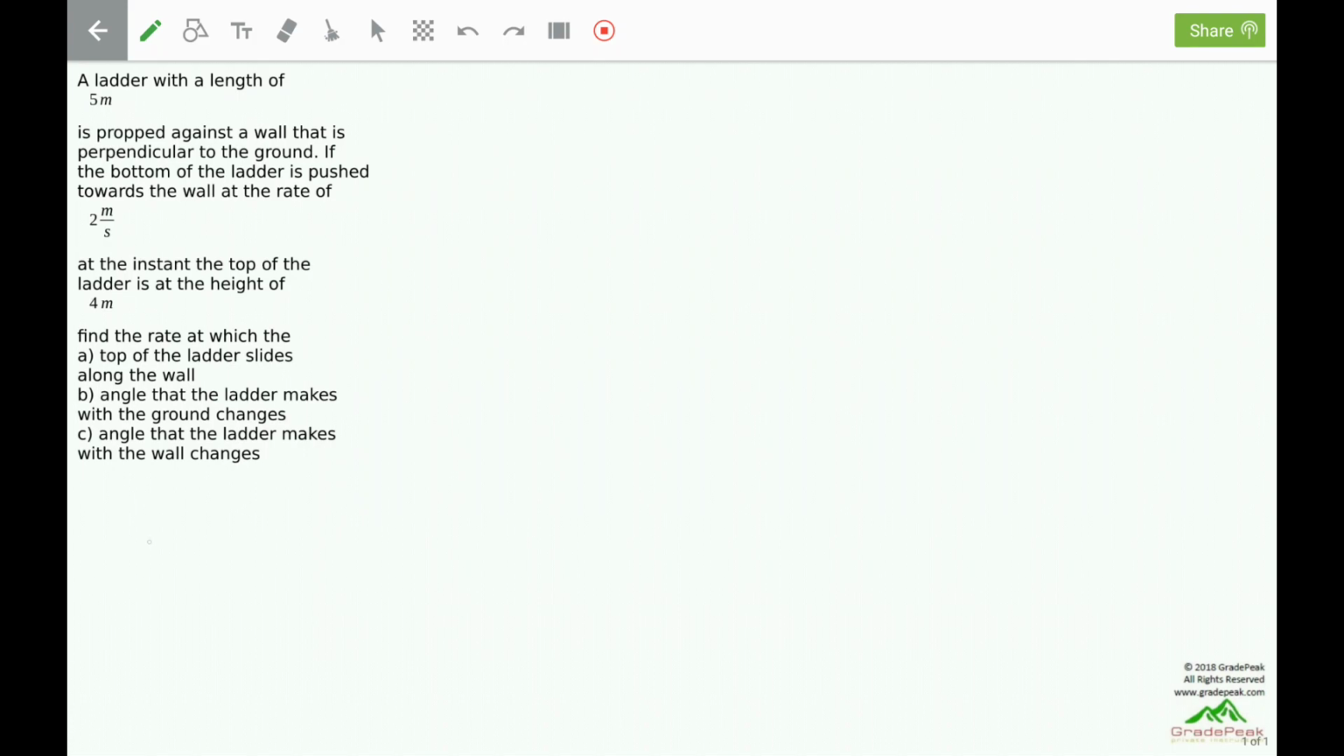We have a triangle here, so it's best to draw a picture of it. We have a ladder leaning up against a wall that is itself perpendicular to the ground. The length of the ladder is a constant, so we can label the constant on the picture. It will be the 5 meters hypotenuse. The bottom of the ladder is being pushed towards the wall, so that side of the triangle is going to change. Let's label that as X.